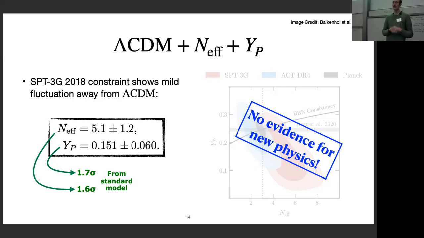Moreover, it's also worth noting that the chi-squared of the best fit doesn't improve much compared to lambda CDM, at least not as much as you'd hope by introducing 2 new free parameters.